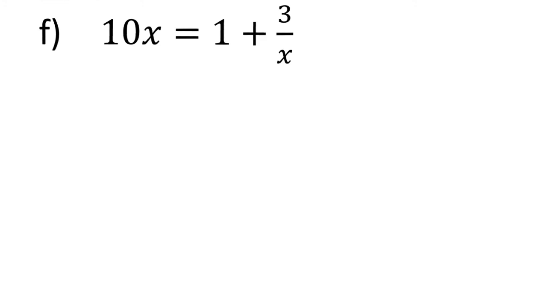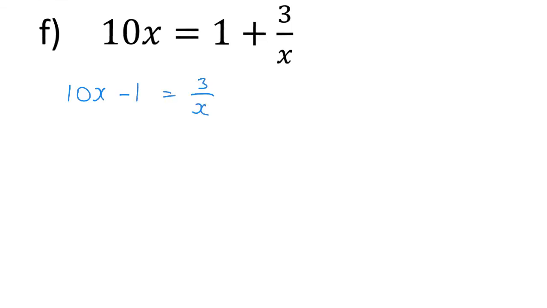Example F, we've got 10x equals 1 plus 3 over x. So in this equation, what we should do is bring the 1 over to the left-hand side. It's always good practice in an equation involving a fraction to have the fraction on its own first of all. So then we would have 10x take away 1 equals 3 over x.